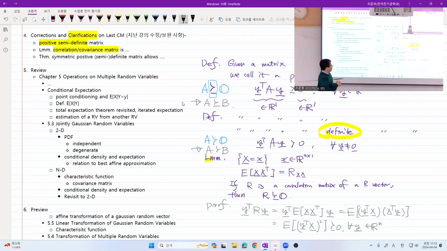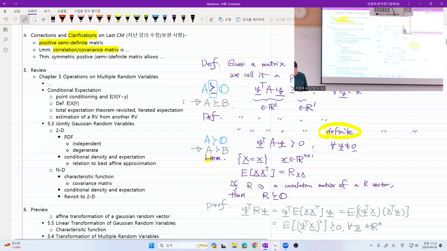You can say the same lemma for a covariance matrix of a random vector. Why? Because the covariance matrix is nothing but the correlation matrix of a centered version of the random variable, right? You just subtract the mean and we define capital X minus mu sub X equals Y. Then the covariance matrix of X is simply the correlation matrix of Y. So that's why you have something interesting.